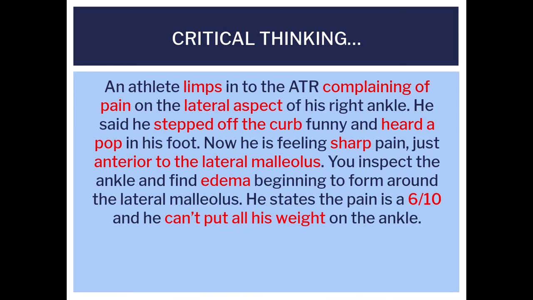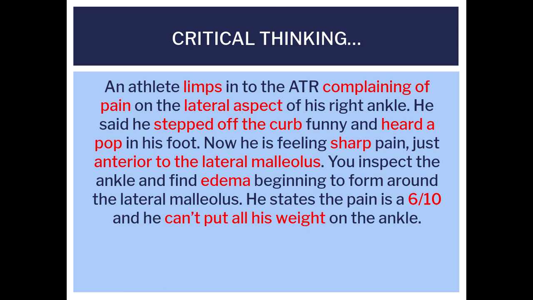So all of the things in red are all of the things that I would be looking for if I were doing my HOPS assessment. With the limping, that's observation. I'm looking to see, okay, he's limping. That's going to indicate that maybe something's going on. Complaining of pain, that's part of your history. Again, pain indicates that something is going on. Pain is your body telling you that something's not right.